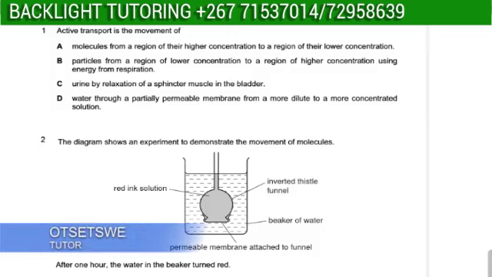Welcome. Today we are looking at BGCSE Biology. We are looking at paper 1 type of question. So we are looking at the topic of movement in and outside of the cell.